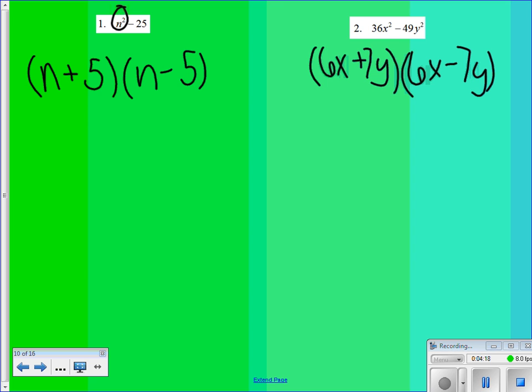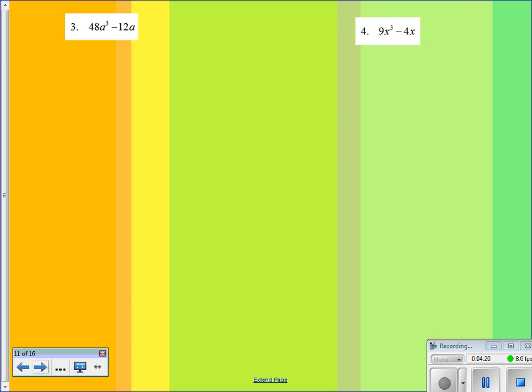Let's take a look at another one. So I look at 3 and immediately I go, uh-oh, because I need a couple of things. First of all, currently I don't have a perfect square. I also have a cubed, which I know can't be a perfect square. So taking out a GCF is extremely important here.